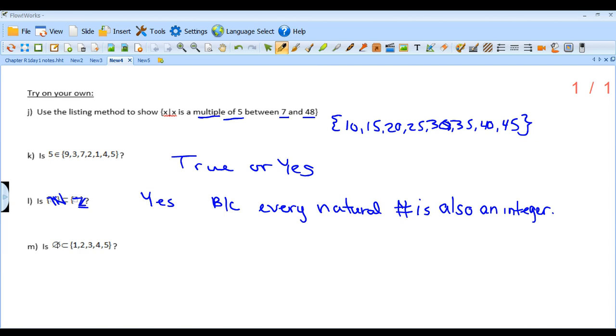All right. And last but not least, is the empty set a subset of this set here? Yes, it is, because remember, it's kind of a tricky question. There are no elements in the empty set. So since empty sets have no elements, every element of the empty set is also an element of every set. All right? Okay. So from this point on, we finish the notes for day 1, and we're going to move on to day 2 notes in a second.